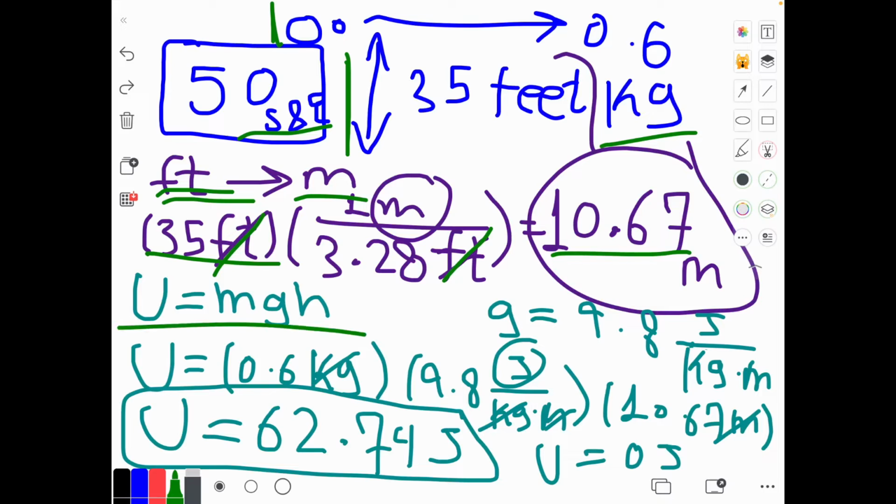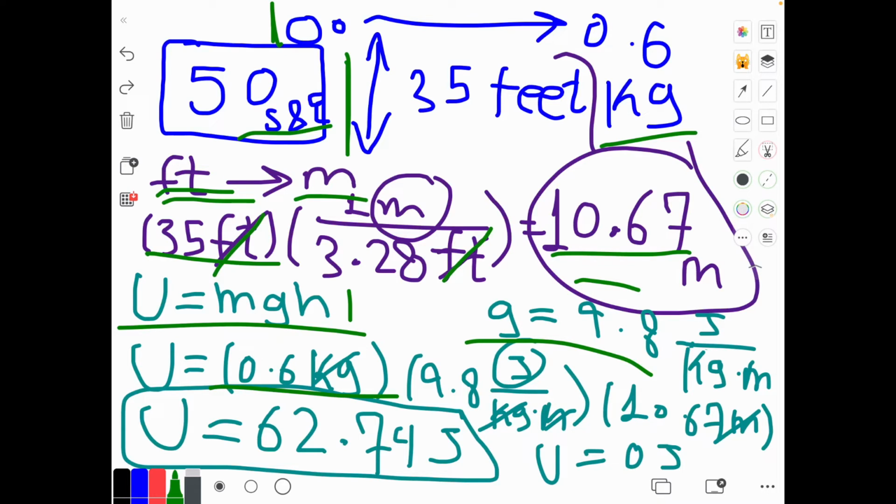Now we're going to use the potential energy formula, which is U equals mgh. We know h is height, m is the mass, and g is 9.8 joules per kilogram times meters. We're going to use the height that we have in meters to find out how much potential energy we have when Miss Evans is on top of this building.